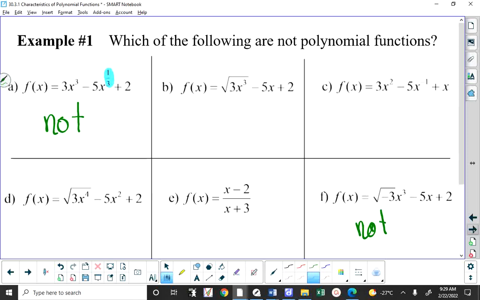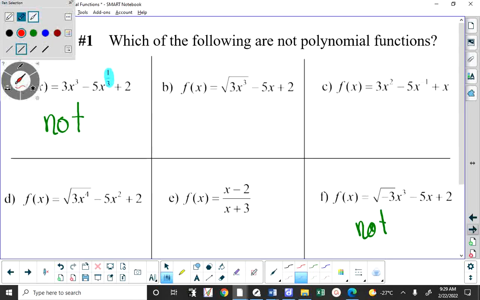Right, it has a non-real number as a coefficient. So the problem here is the coefficient of the square root of -3. You cannot take this. Well, in high school math, you cannot take the square root of a negative, so we call that a non-real number.